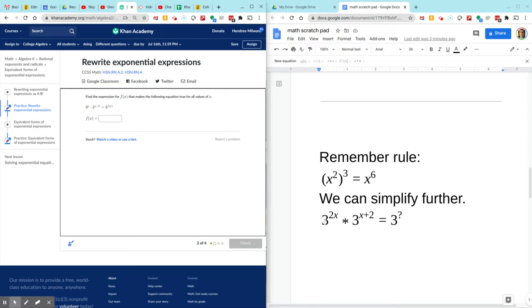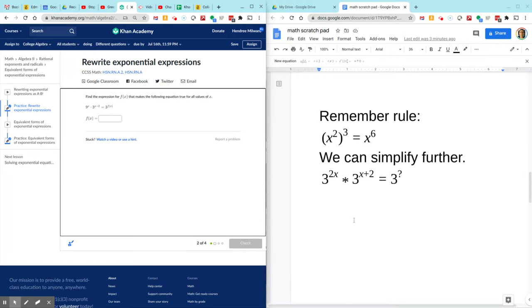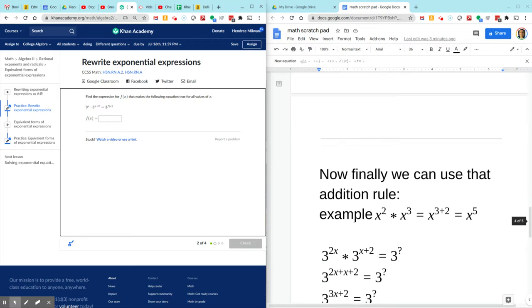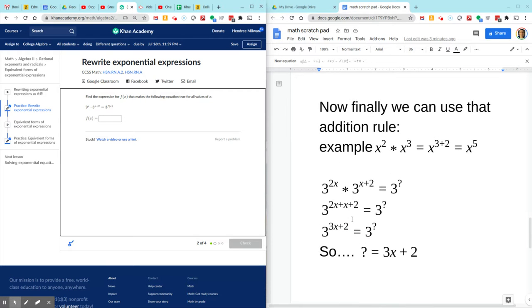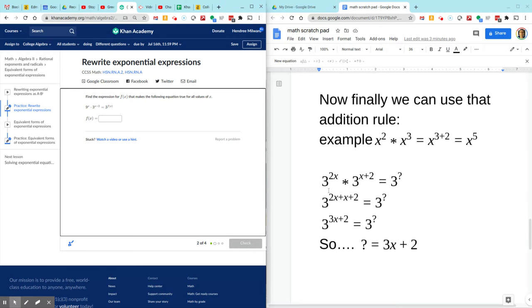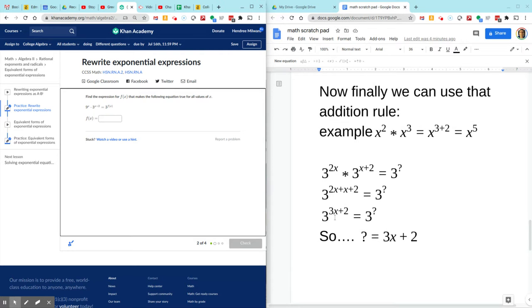I've got two things with bases of 3. I can go ahead and use that addition rule for them, the one that I always wanted to use in the first place. I can just add these two together now. So this becomes 3 to the 2x plus x plus 2, just adding together the exponents of the first and the second thing. Combining like terms in the exponent, 2x plus x just becomes 3x plus 2, right?